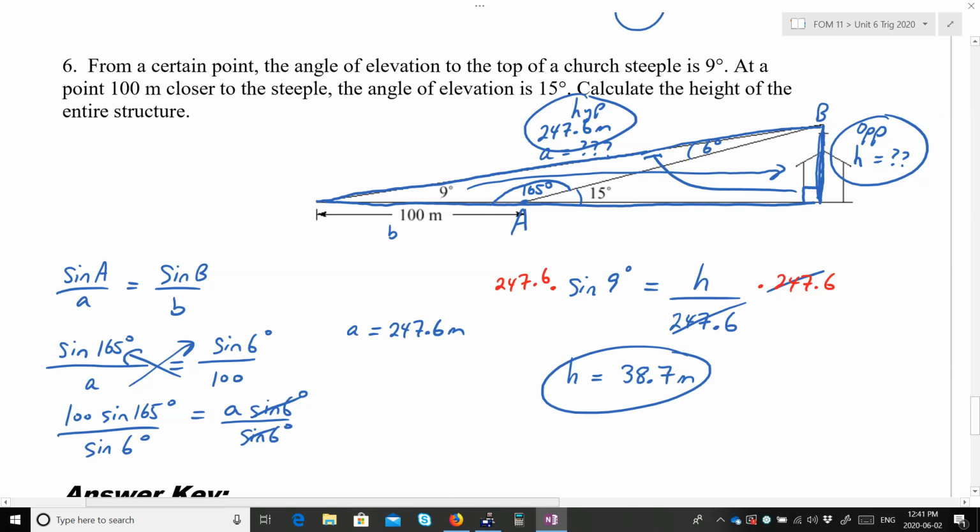All right, there you go, everybody. Answers to Trig Lesson 9 right there. And that is actually our last lesson for trigonometry.